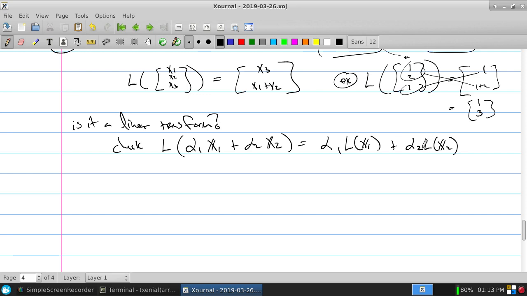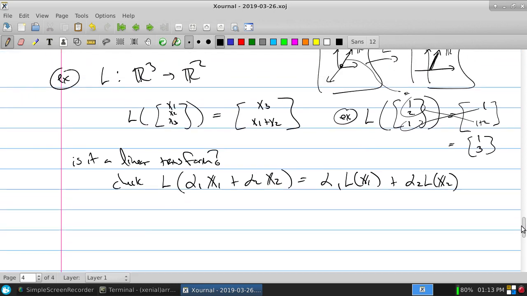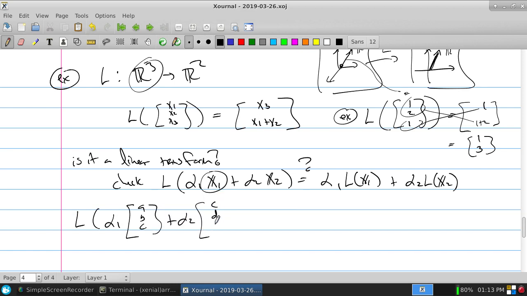Okay. x1 and x2 are coming from what space? Right, that's where the x's are from. So what is this? This is any x1. How many coordinates does that have? 3. So I'm going to have to replace it, so we need to check this. I don't know if this is equal, so let's try. This would be L of alpha 1, which is, I don't know, A, B, C, plus alpha 2, C, D, E.